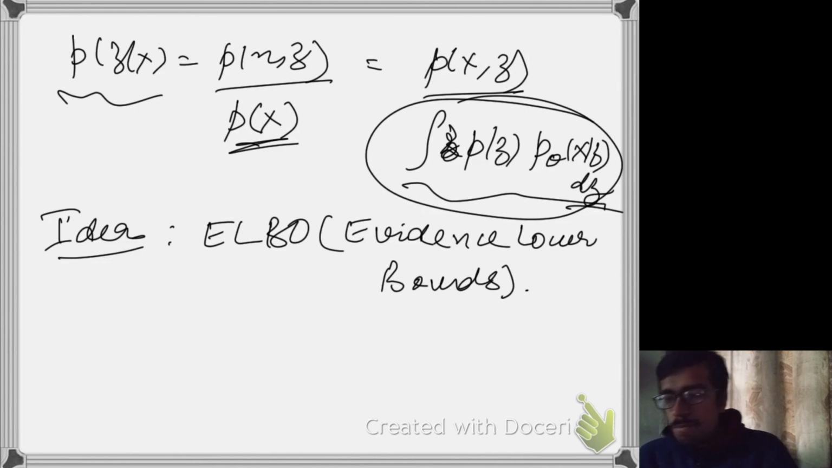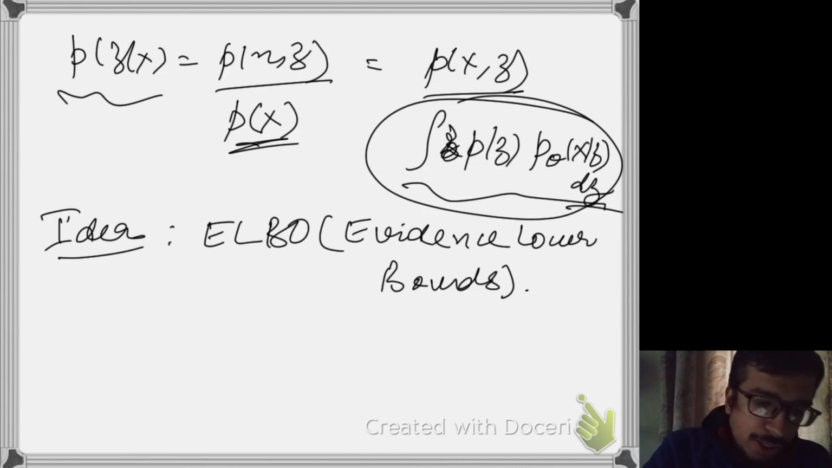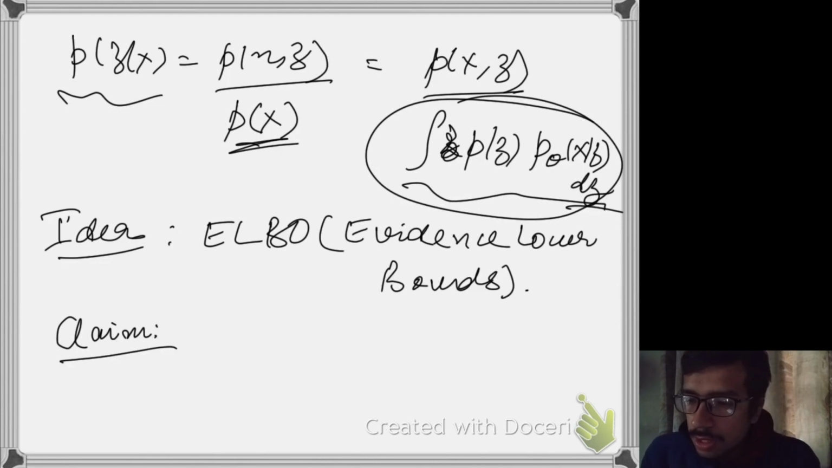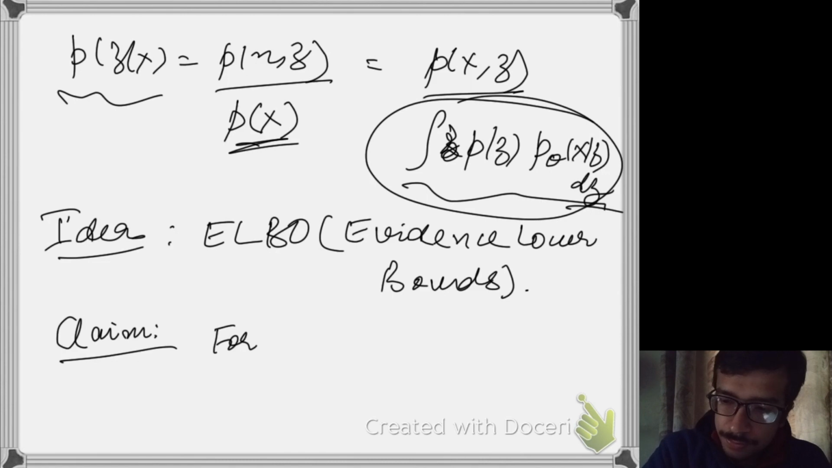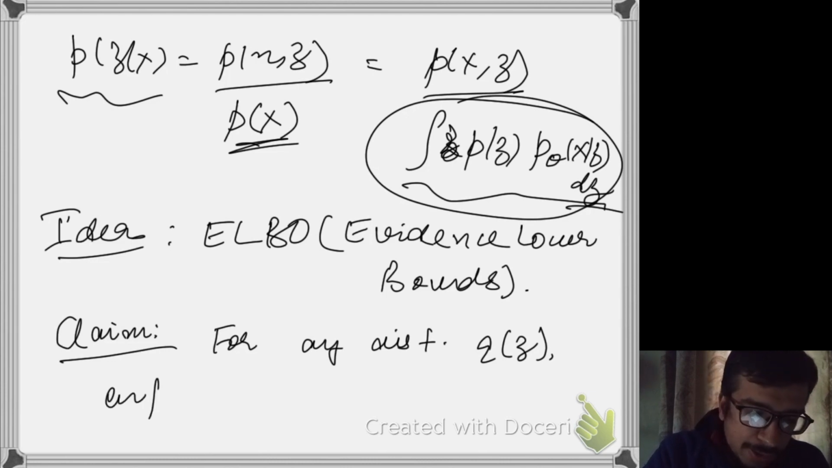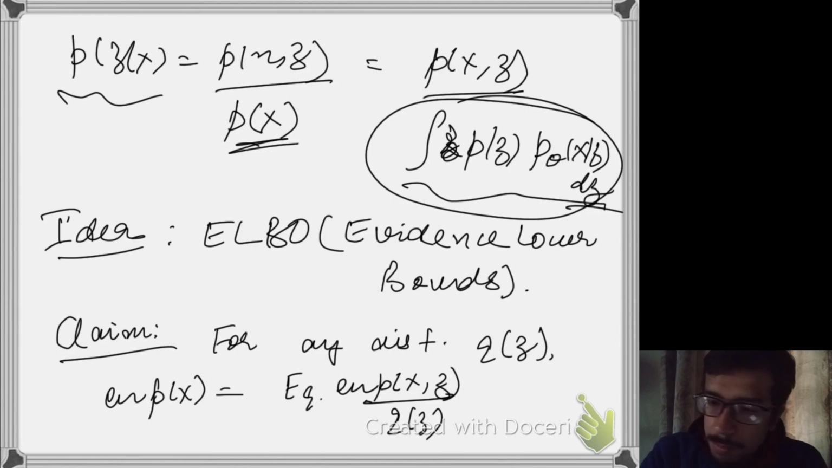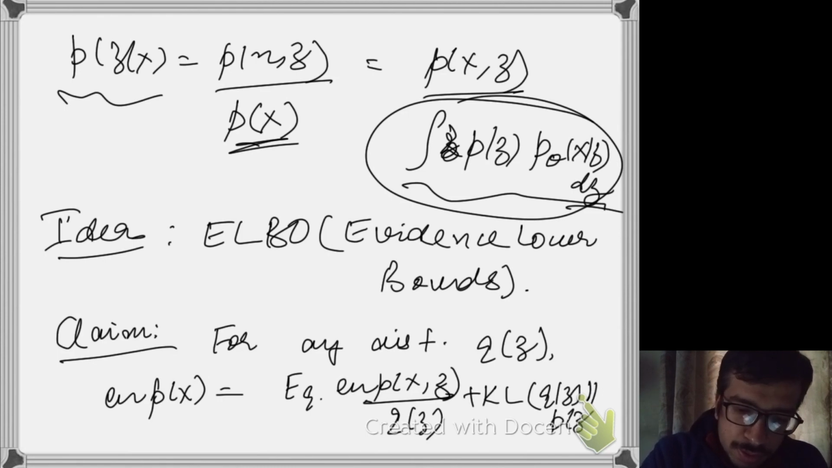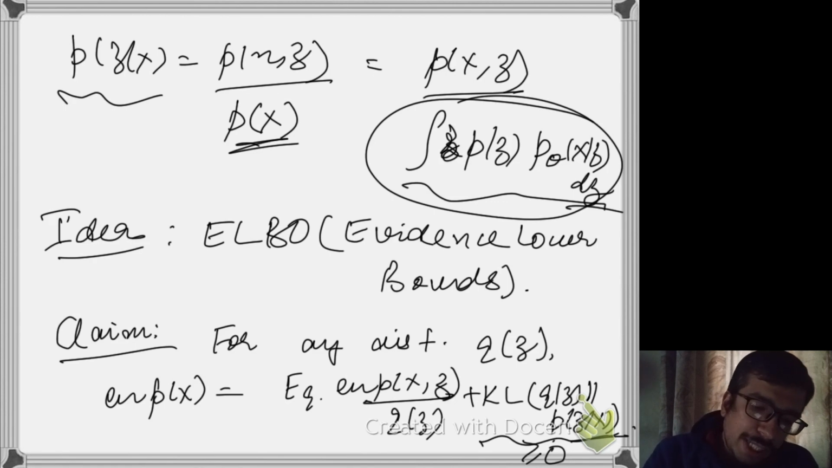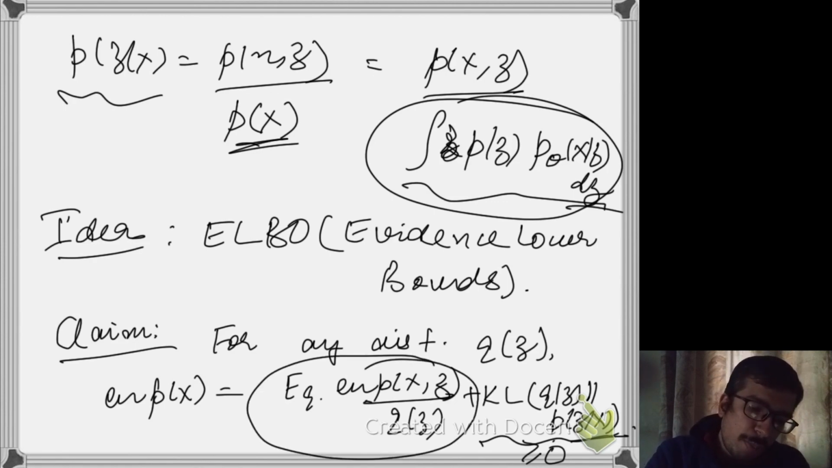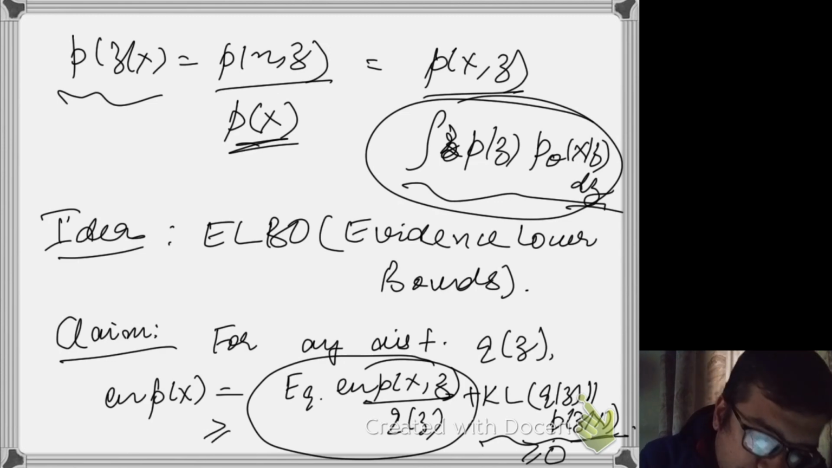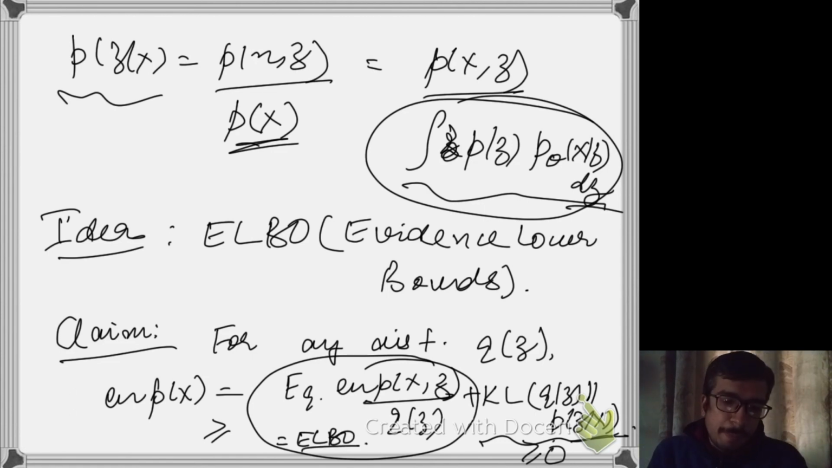The idea behind this evidence lower bound is as follows. The claim is that for any distribution q(z), log p(x) equals the expectation over q(z) of log p(x,z) by q(z), plus the KL divergence between q(z) and p(z given x). And this KL quantity is greater than or equal to 0. So essentially what you can ensure is that this expectation is a lower bound for log p(x), right? And this is what is called the evidence lower bound.